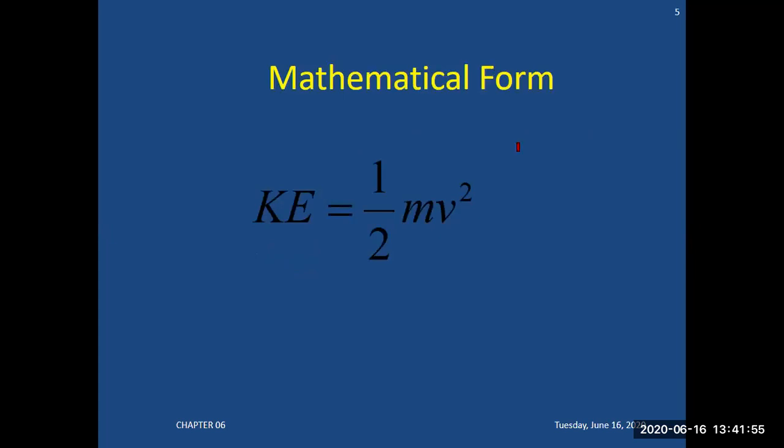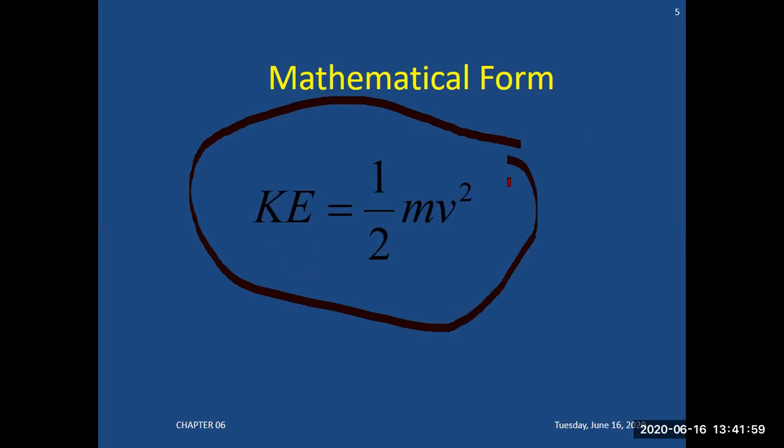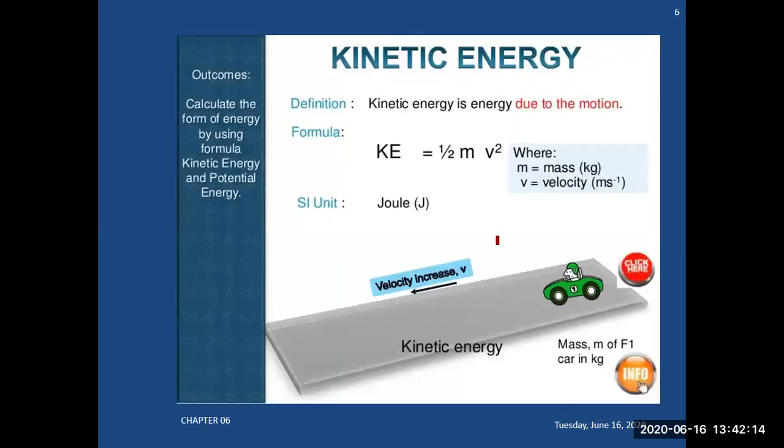What's the formula? This is the formula to calculate kinetic energy. If you look at the formula, if an object of mass m is moving with velocity v, and anybody asks what type of energy it is having, then you will say it's having kinetic energy. So this is the formula used to calculate the kinetic energy of a body. This energy is due to the motion, and its formula is half mv square.